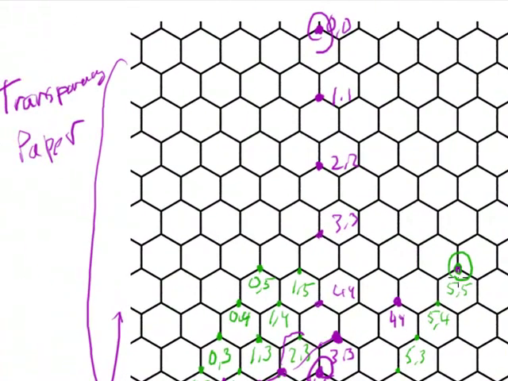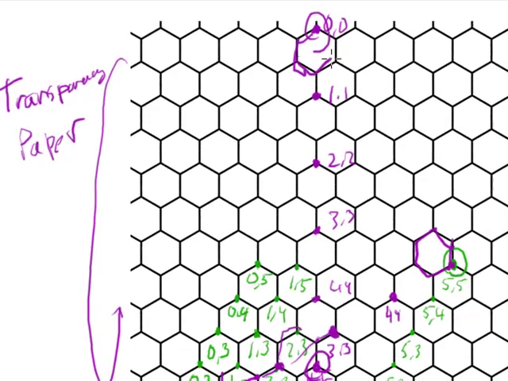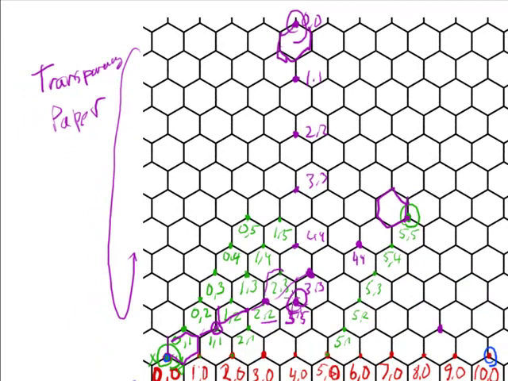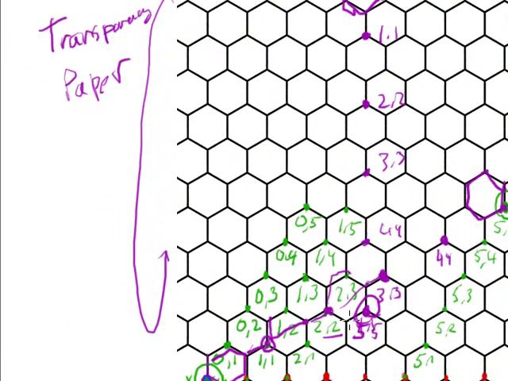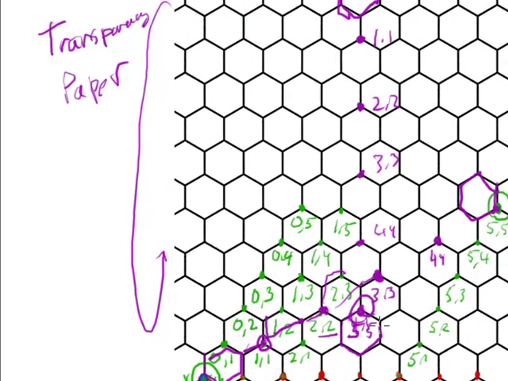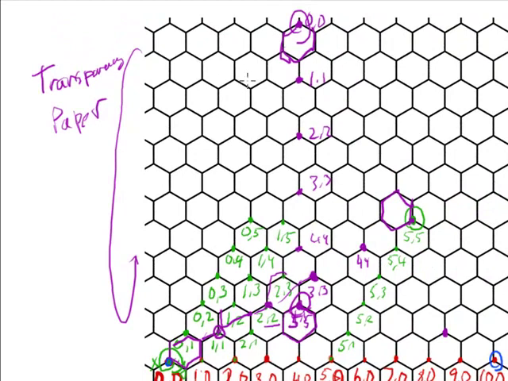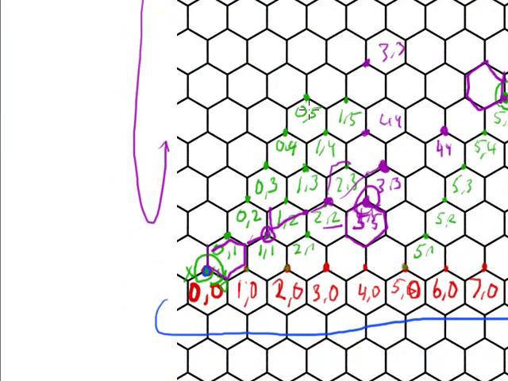Now when you roll these, you have to make sure that the hexagons in one place are lined up with another one. So this hexagon has to be coincident with the hexagon down here. And so it's easier to do with a piece of transparency paper to roll these up.